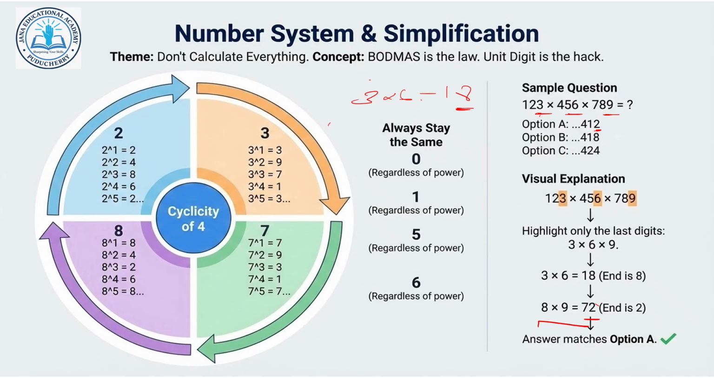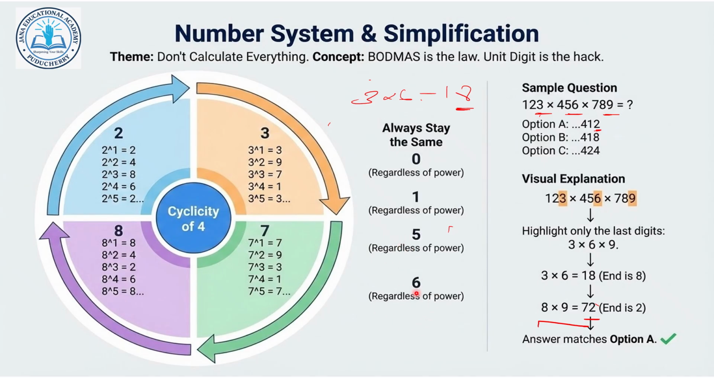In the 2 table, the end numbers will be 2 4 8 6 like that. In the 3 table, 3 9 7 1 like that. The 7 table, 7 9 3 1. The 8 table, 8 4 2 6 like that. Regardless, for some numbers the end digit is the same. If suppose 5 to the power 1 is 5 only, 5 square, what is 5 square? 5 square is 25, the end number will be 5. 5 cube is 125, the end number will be 5 only.